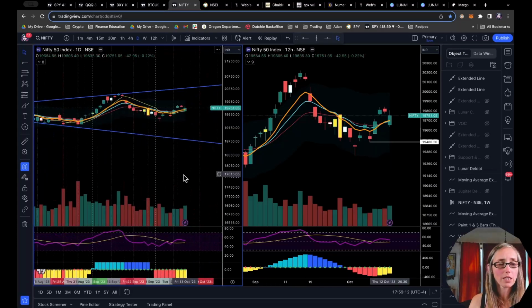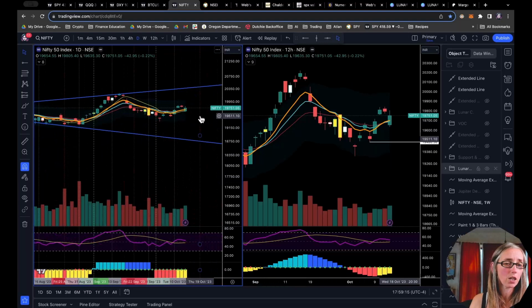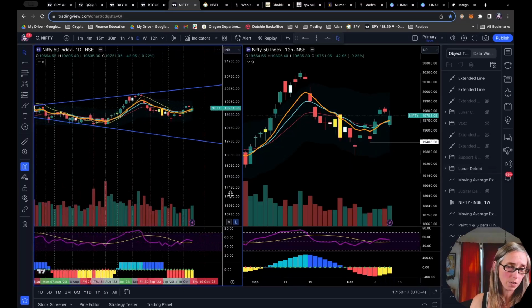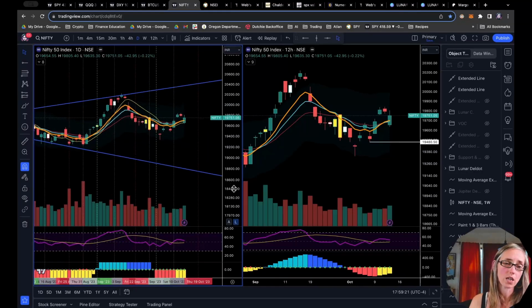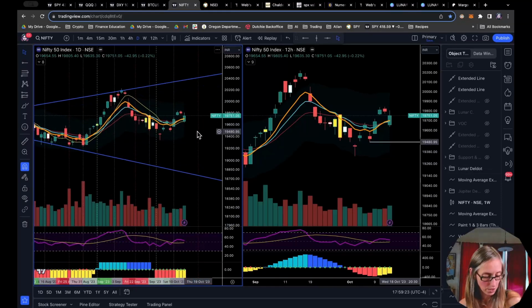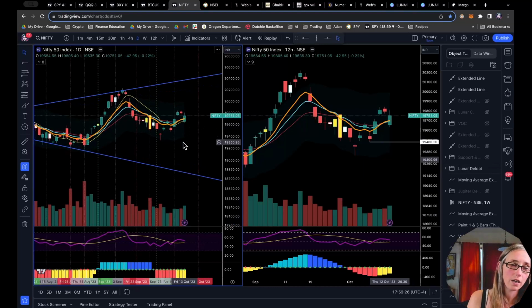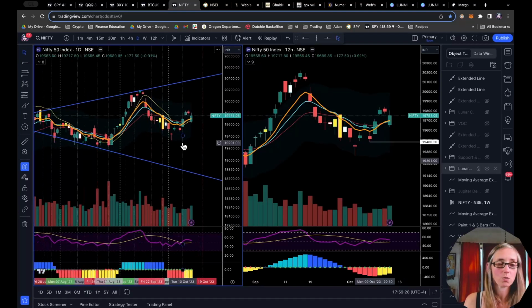So I think we might be looking for a pivot low here on Thursday, October 19th. Either way, the direction will be decided as we go into Thursday, so we can speculate about it now, but as price action forms, then we can make a more informed decision as we get closer to Thursday and Friday.